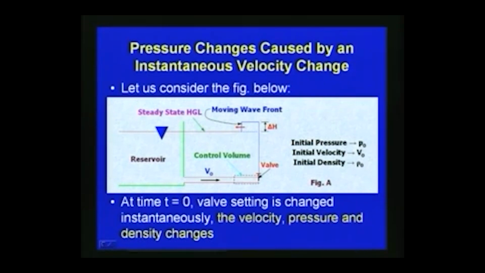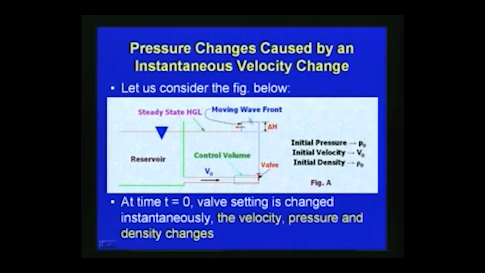So, that is what we want to find out. Let us consider the typical system which we have seen with respect to the figure here. We want to get the pressure changes caused by an instantaneous velocity change. So, we consider the same system. Here there is a reservoir and then a pipe is connected, and there is a valve which we suddenly close.